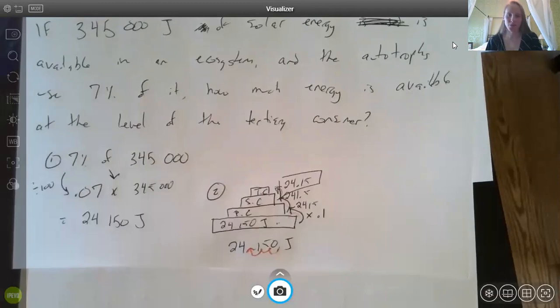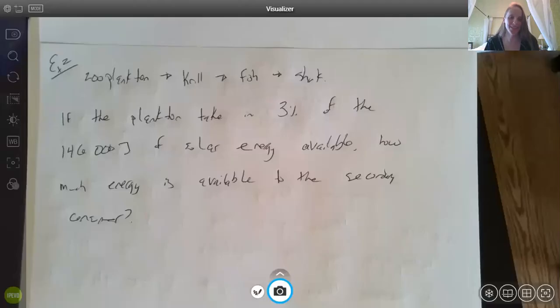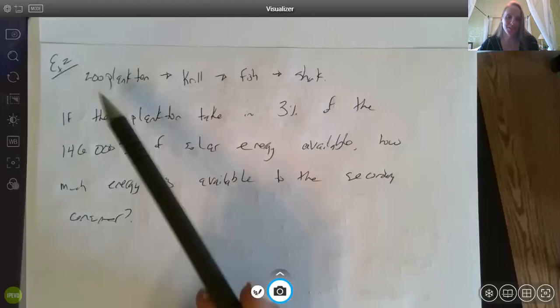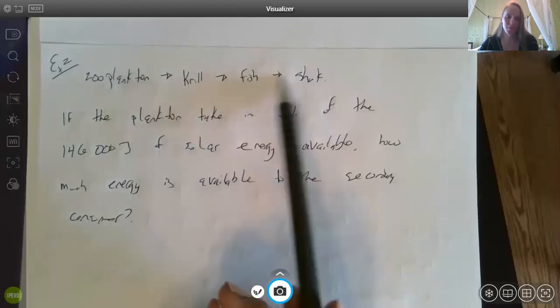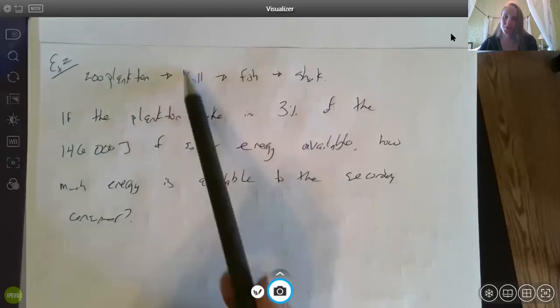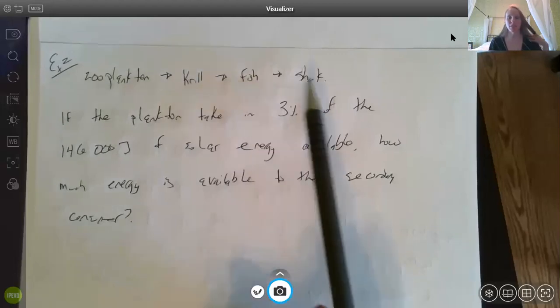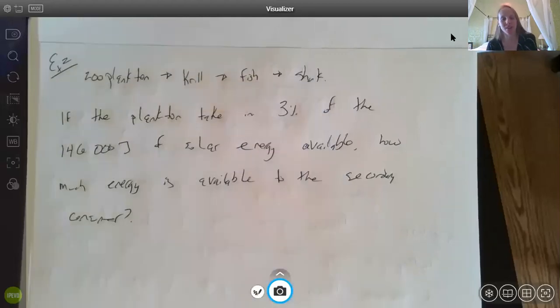Okay, I think I'll give you one more example of this that I'll write out for you, and then we'll just take that up. Okay, so in this example, I have given you phytoplankton, eaten by zooplankton, which are eaten by krill, which are eaten by fish, which are eaten by sharks. I've then told you that the plankton takes in 3% of the 146,000 joules of solar energy available. I want to know how much energy is available to the secondary consumer. So pause here, see if you can figure it out, and then come back to the answer.